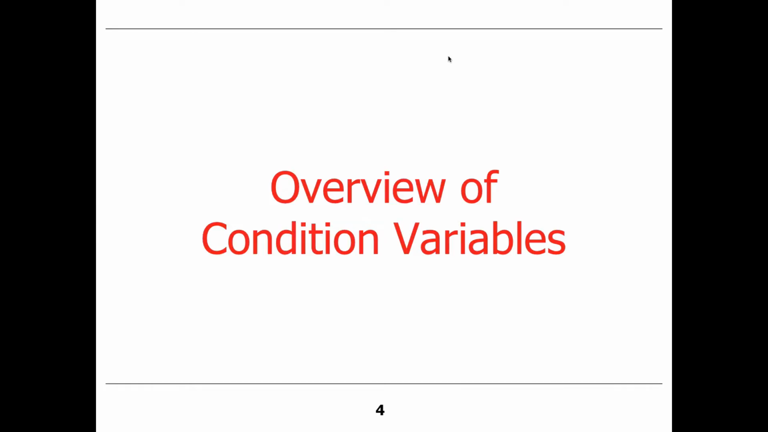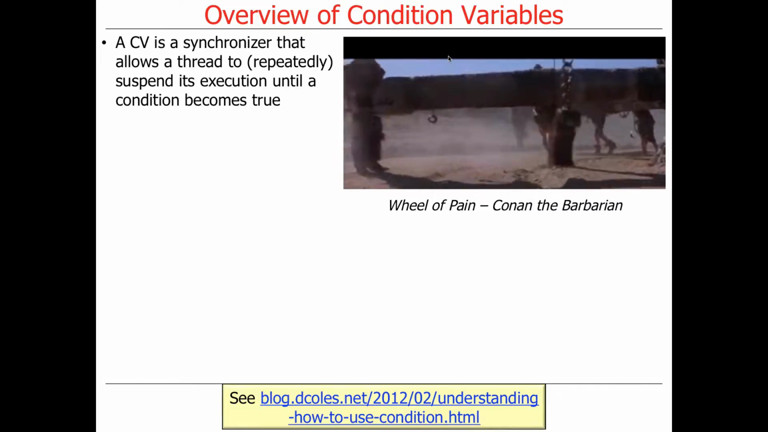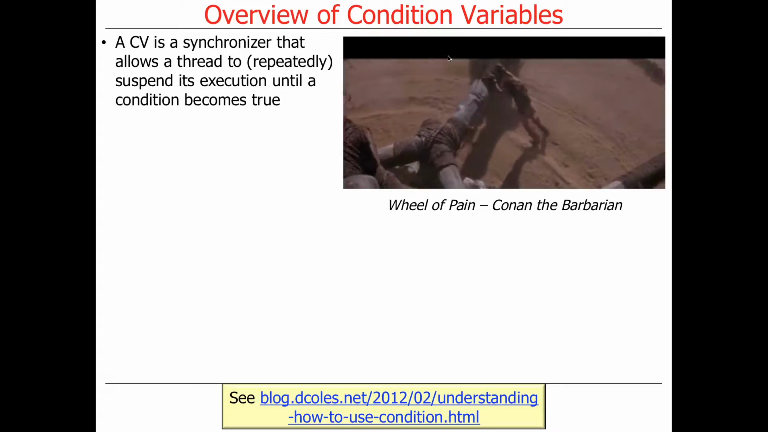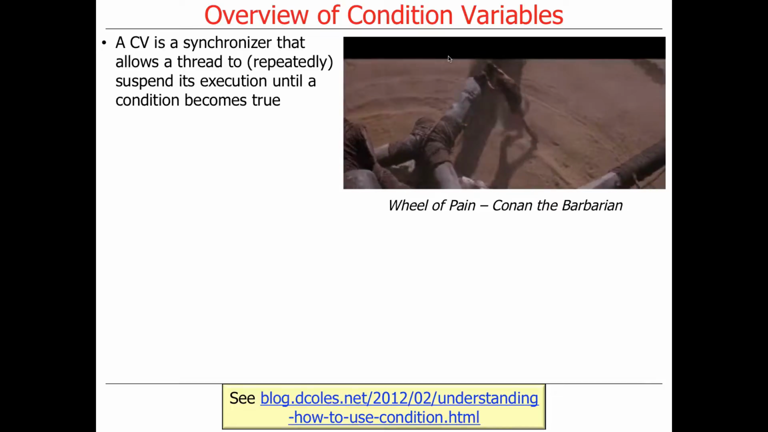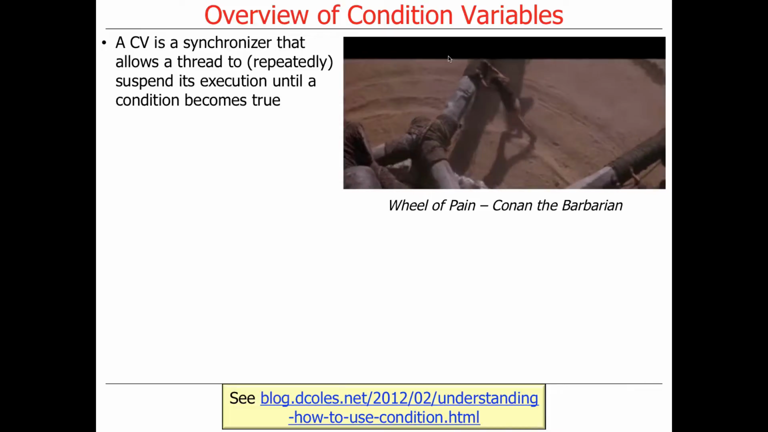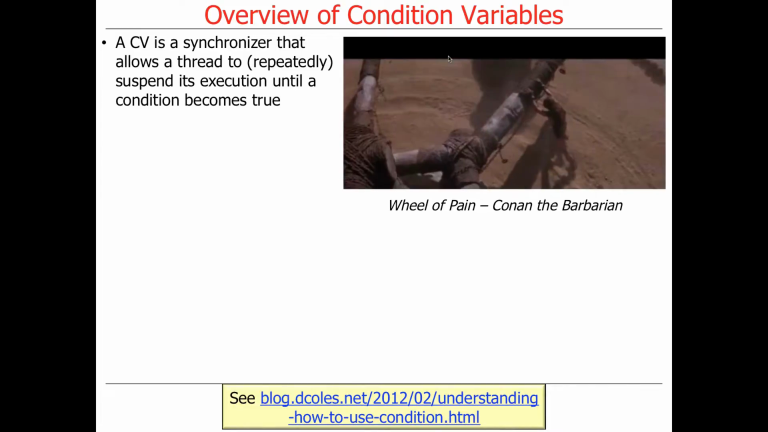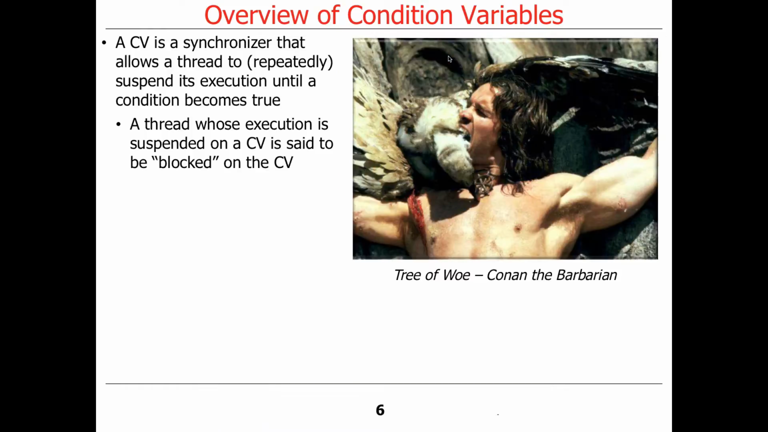So let's start by giving an overview of condition variables. A condition variable is a synchronizer that allows a thread to suspend itself, possibly repeatedly, and suspend its execution until a condition it's waiting upon becomes true. You can think of this as an endless cycle of waiting and checking, waiting and checking, until things finally get to where you want them to be. A thread whose execution is suspended on a condition variable is said to be blocked, so it can't make any forward progress.